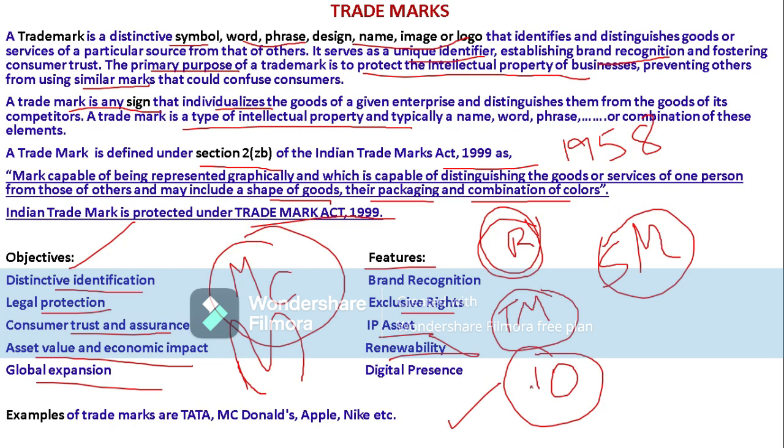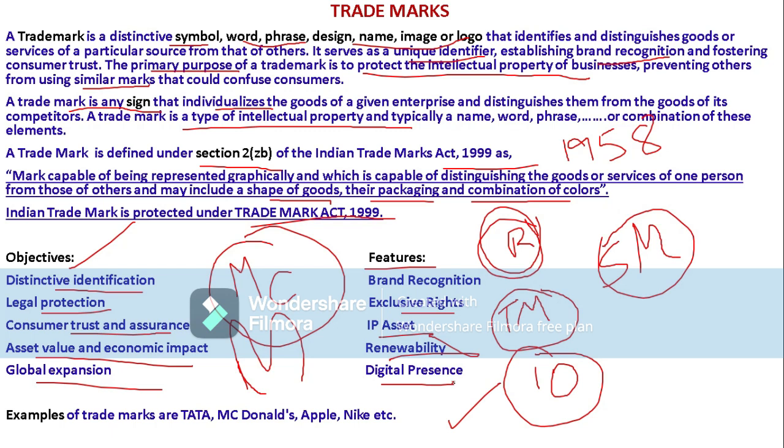Okay. Now, digital presence. So what does digital presence mean? In the digital age, trademarks play a vital role in online visibility, and they are crucial for creating a strong digital presence as they serve as searchable and recognizable elements in the vast online landscape.